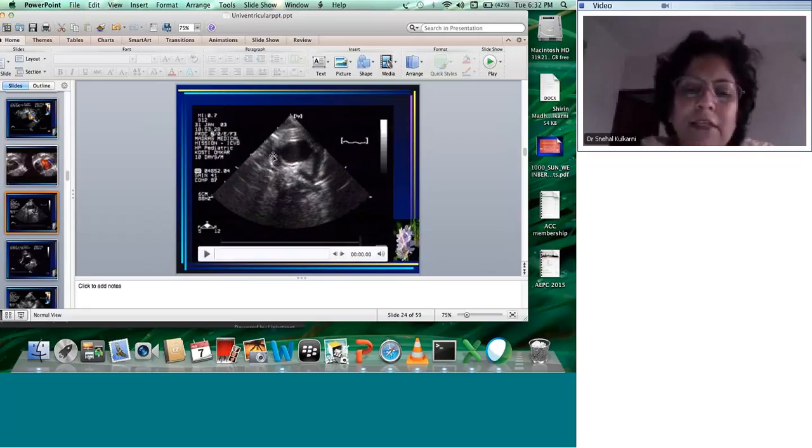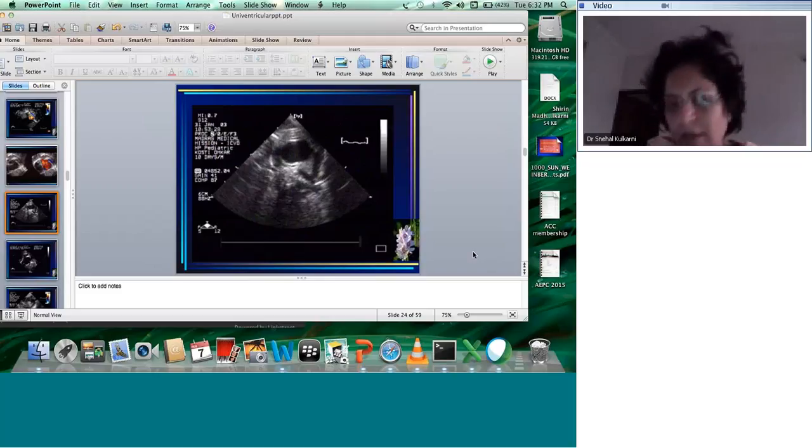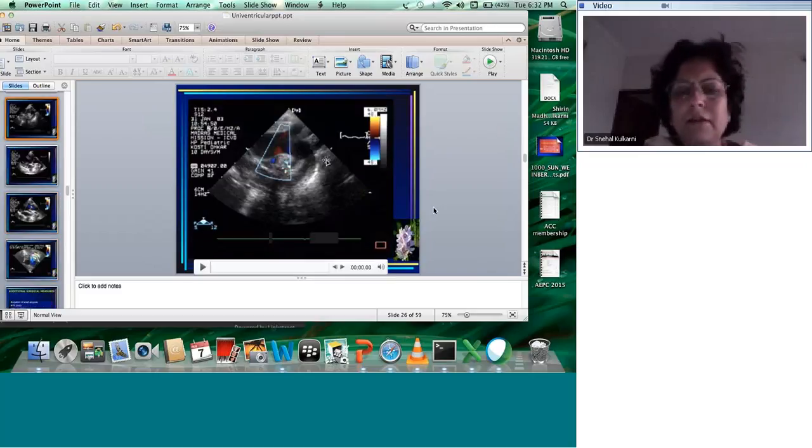Now this is a still image. Again, you can see bilateral SVC. This is a right SVC, this is a left SVC, and it's very important to show this systemic venous return when we assess the univentricular heart. Presence of a bilateral SVC is the only thing that has to be kept in mind, because they will need bilateral bidirectional Glenns. This is a suprasternal view.